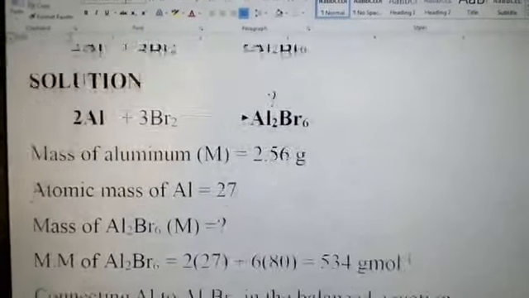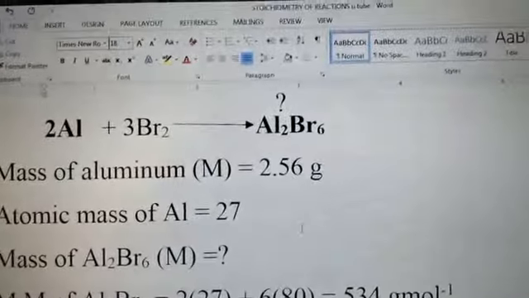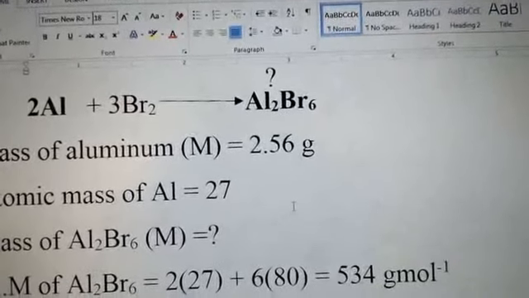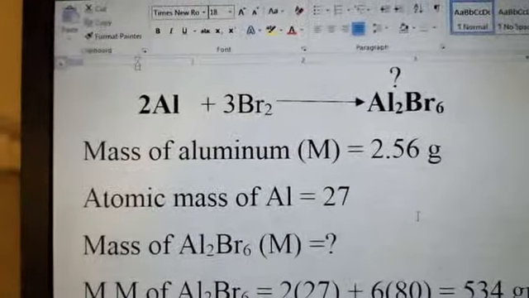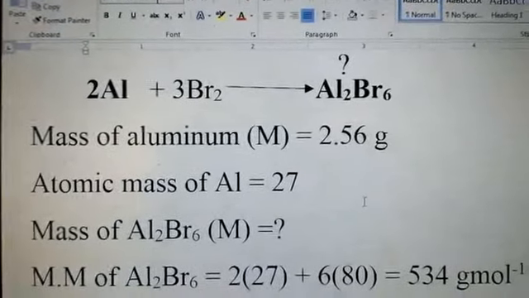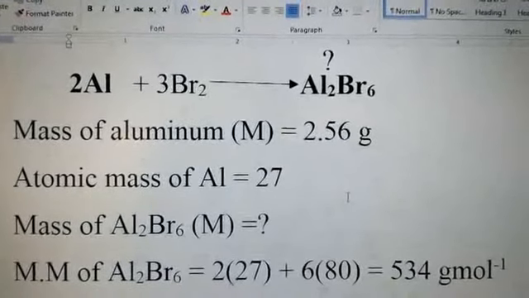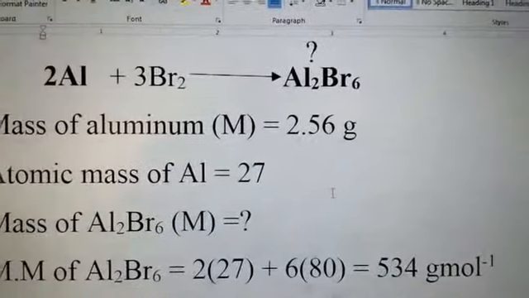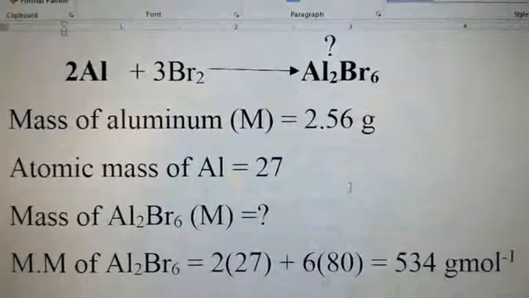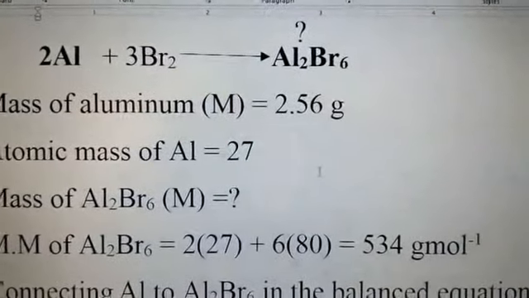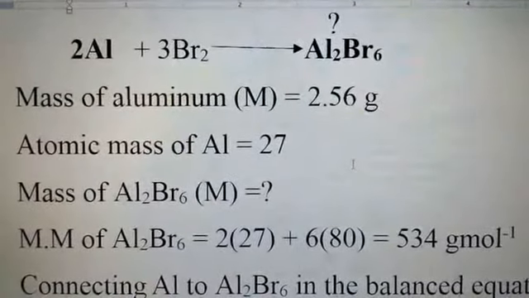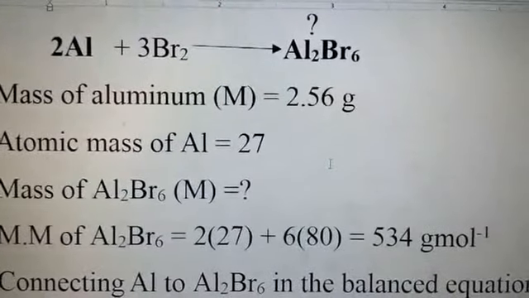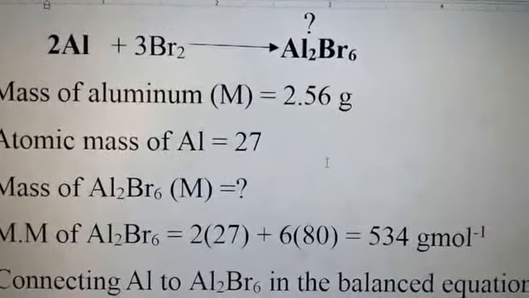So in this question, we're looking for the mass of the aluminium bromide produced. You see, it was made bold, and a question mark is on it, the product. They were connecting to aluminium. Aluminium is made bold because they give out the mass of aluminium. So aluminium is the known substance here, while the aluminium bromide is the unknown substance. The mass of aluminium that reacted is 2.56 grams. Aluminium is a metal, and metals are monatomic. So the atomic mass of aluminium is 27, and that represents the weight of 1 mole of aluminium.